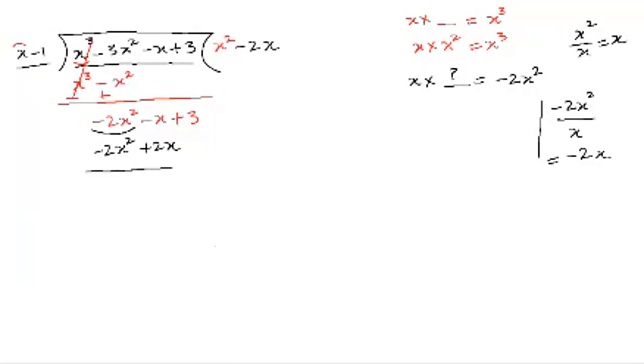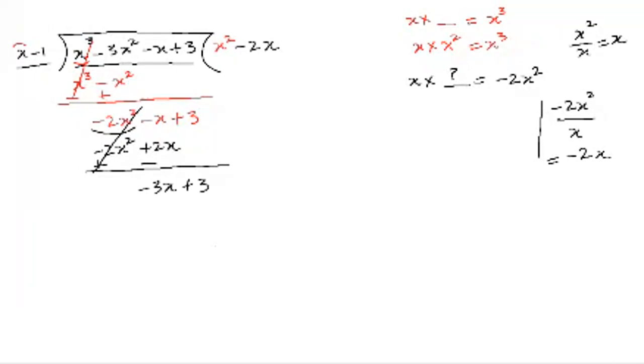Again, I leave some space here. Minus becomes plus, plus becomes minus: minus 2x square, and plus 2x square, it cancels out. Well, minus 2x minus x is minus 3x, plus 3.